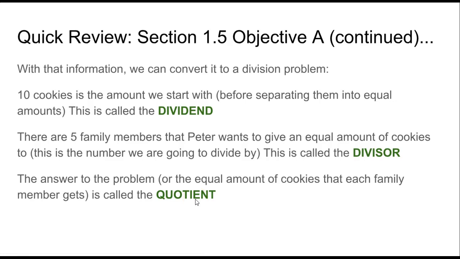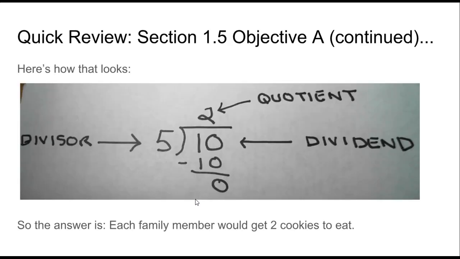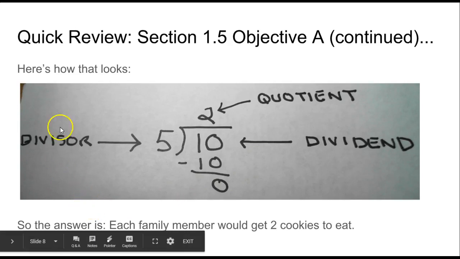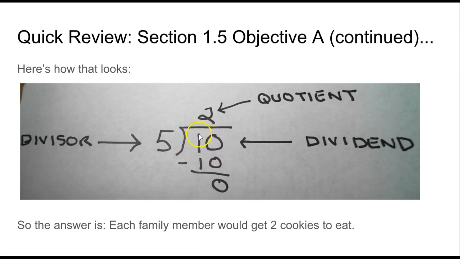So let's see what an actual division problem would look like. Okay, so we have it here. This is how that looks. Here we have the 10, which is the cookies. This is the dividend, the number that we start with before we do any separating. That represents the 10 cookies that you baked. Here we have the divisor, 5, which is the 5 family members. Peter's got 10 cookies, and he wants to divide them, or separate them, into 5 equal parts. So this is our divisor.